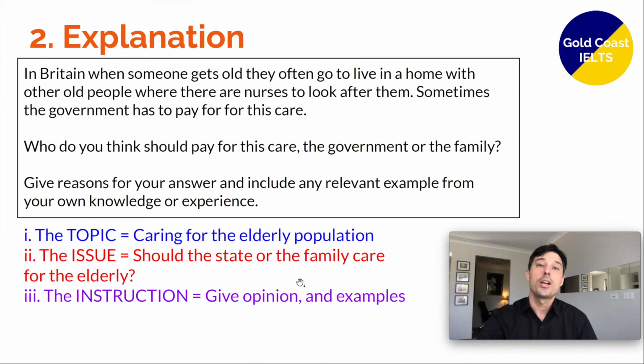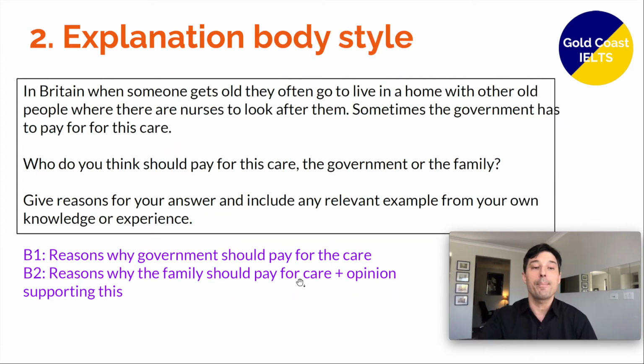So if I was to plan this one in my B1 or my body 1, I would probably talk about the reasons why government should pay for the care. And in my B2, I would probably talk about reasons why the family should pay for the care, and also I would give my opinion supporting the B2 stance. I would probably use a 6-sentence style here for the B2 because I'm doing 2 things in that B2, so I need 1 or 2 extra sentences.